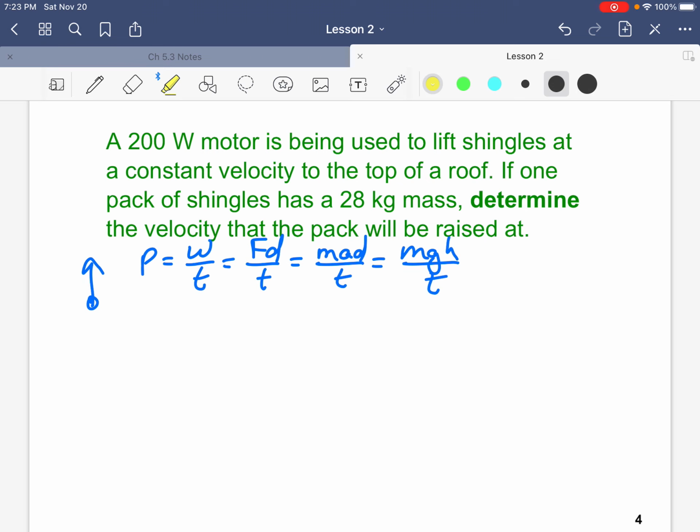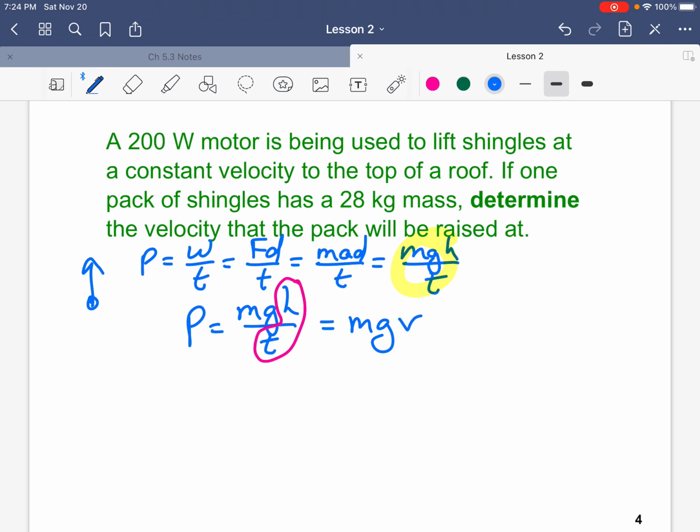Now, here, I want to point out something. Now, we're looking for velocity. What is velocity? Well, velocity is distance traveled divided by time. So I can write this as mgv, or force times velocity. So there's another formula for power we have to use. And we just arrived at another formula.